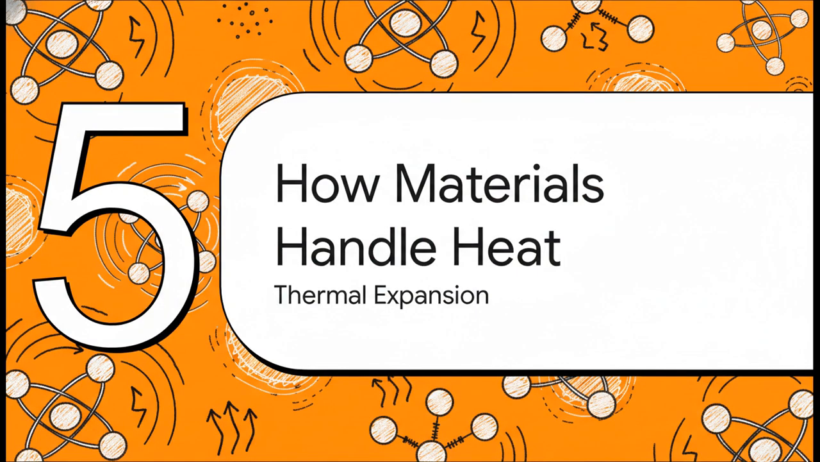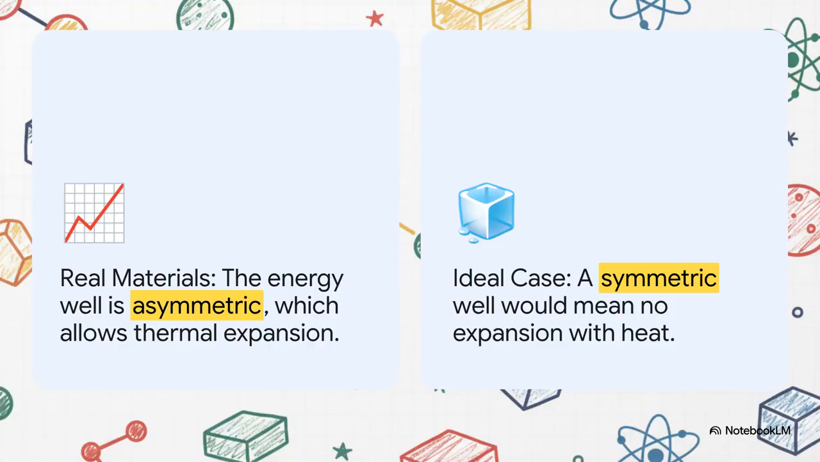And what's just mind-blowing is that this same exact model also tells us how materials behave when they get hot. Let's uncover the secret behind thermal expansion. The absolute key to understanding this is in the shape of that energy well. It turns out it's not perfectly symmetrical. For real materials, like on the left, the curve is steeper on the inside and a little shallower on the outside. It's lopsided. Now, if it were perfectly symmetric, like that ideal version on the right, materials wouldn't expand when you heat them up. At all.